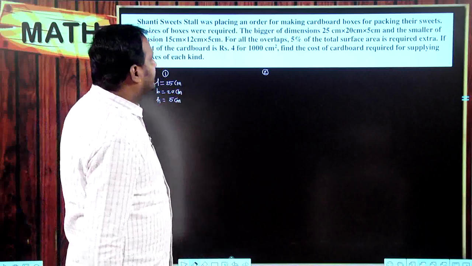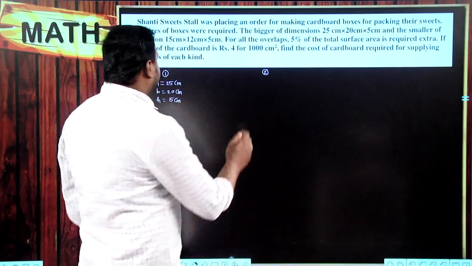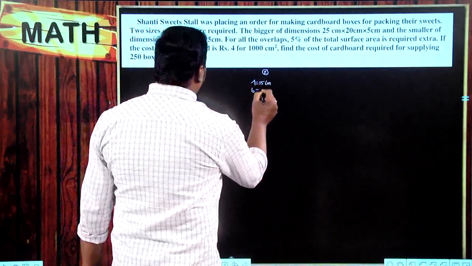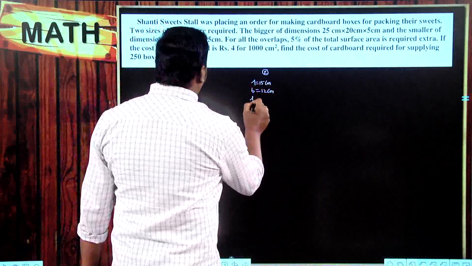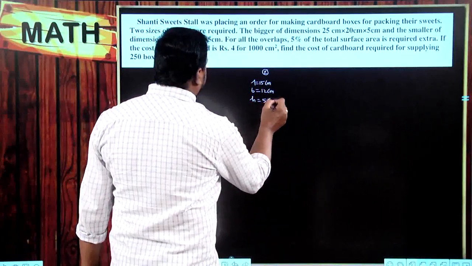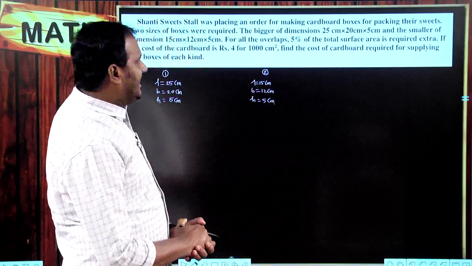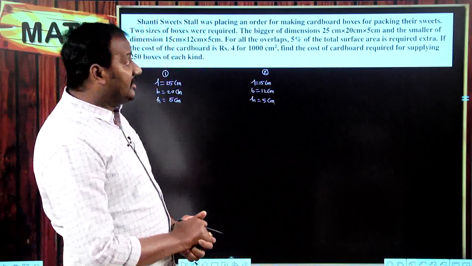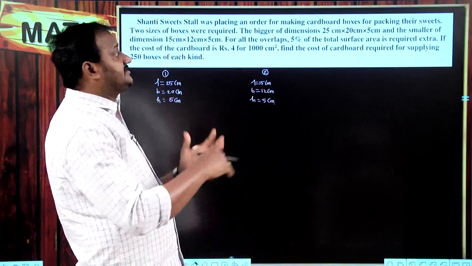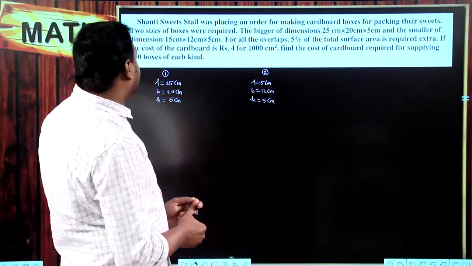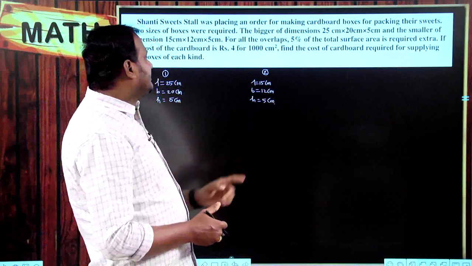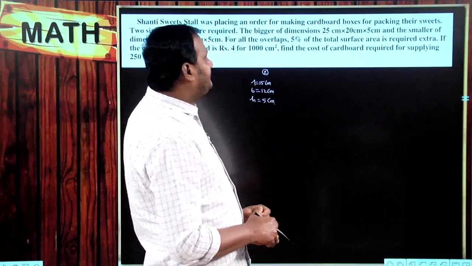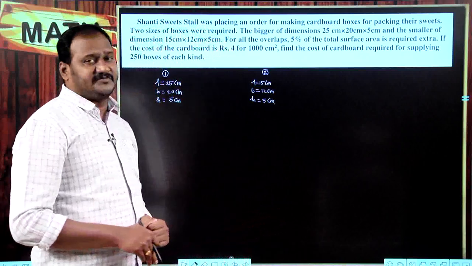And the smaller box has dimensions 15 centimeters, so length is equal to 15 centimeters, breadth is equal to 12 centimeters, and height is equal to 5 centimeters. For all the overlaps, 5% of the total surface area is required extra. If the cost of the cardboard is 4 rupees per 1000 centimeter square, find the cost of cardboard required for supplying 250 boxes of each kind.